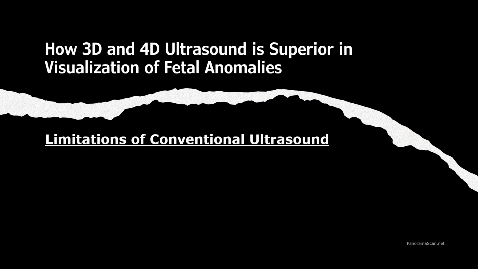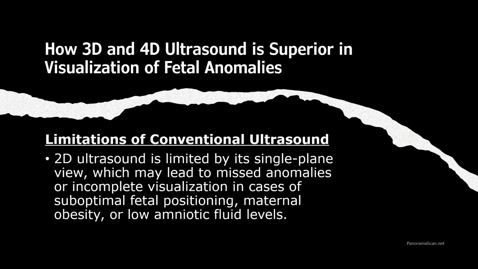Despite being a cornerstone of prenatal imaging and the gold standard, 2D ultrasound does have its limitations, particularly in complex or challenging cases. One of the main drawbacks of 2D ultrasound is that it captures only one plane of the anatomy at a time. This can make it difficult to fully visualize or detect certain anomalies, especially when they are located in hard-to-reach areas or in complex anatomical regions.